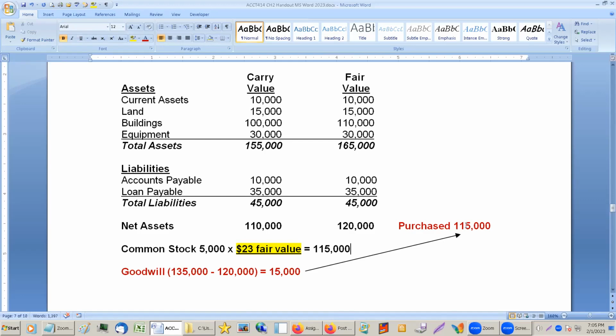Okay. Well, what's the problem with this one? What do we have here? Our stock that we gave them was worth 115,000. We got $120,000 net worth of stuff. So what do we call the difference between those? Again, a gain. So the gain is 120,000 minus 115 equals 5,000. And that is a gain.